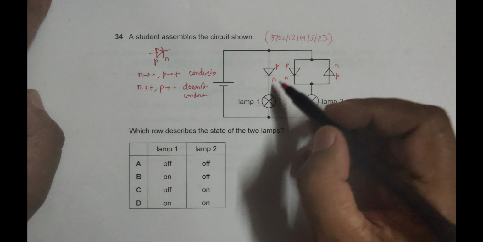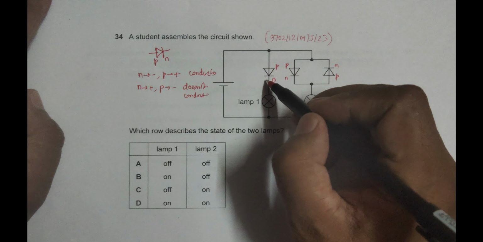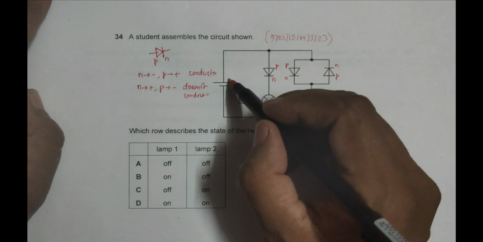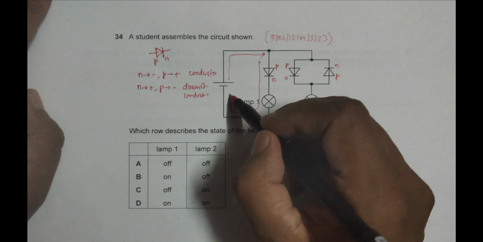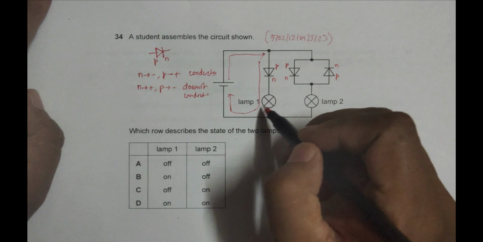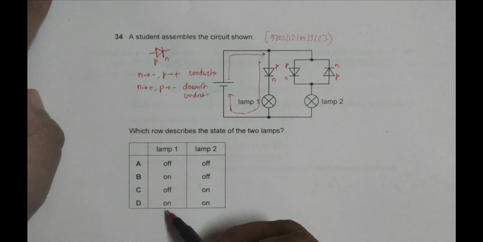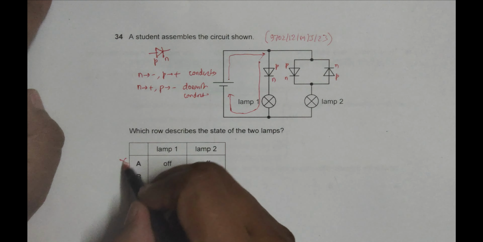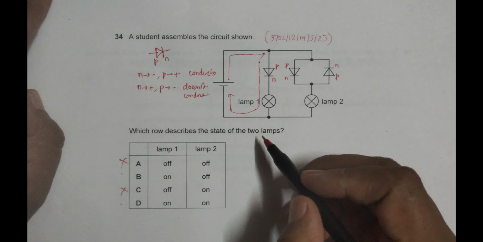So in this diode, P is towards the positive and N towards the negative. So current after coming here easily flows through this. So current flows here, and that's why this lamp will glow. This lamp 1 will be on. So on means we have got off. This disqualifies this and this, they do qualify.